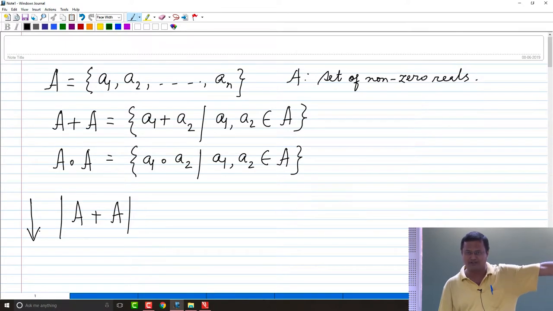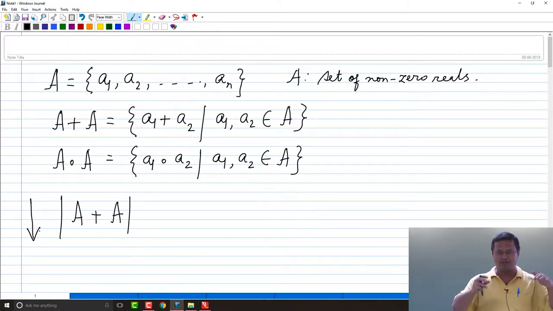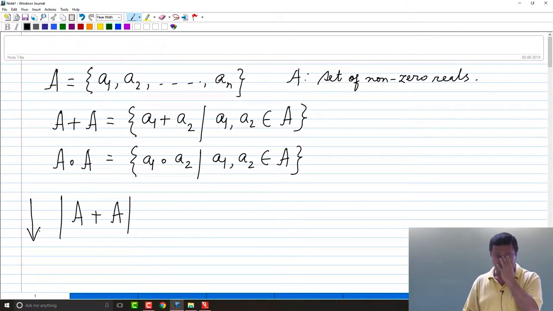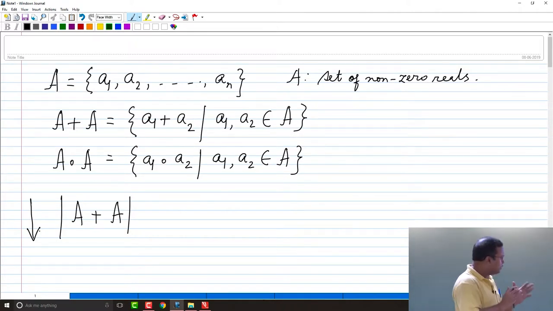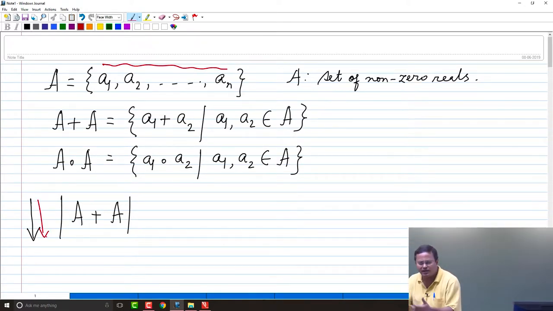You have a set of non-zero reals and you look at this set where you pick up two elements, right? It is a set, so no repetition, and then you build this set A plus A, and similarly you build this set A product A. And the question is, when will the cardinality of this A plus A be minimum? Cardinality means the number of elements in the set. Can you think of how these numbers are such that the cardinality of this will go down? So there will be less number of elements.